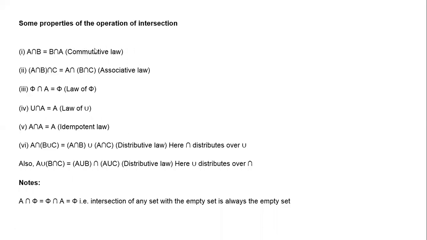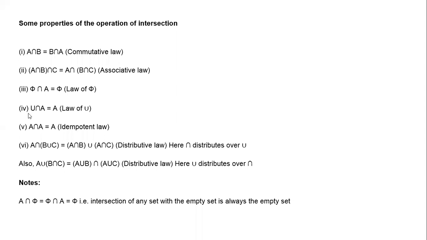Now we see the properties of intersection. The first one is commutative property: A intersection B is equal to B intersection A. And A intersection B intersection C is equal to A intersection B intersection C; it is associative law. Then the null set, because null set does not contain any element, intersection of A with null set will be equal to null set only, because no element will be common. That is why you get the result as null set.